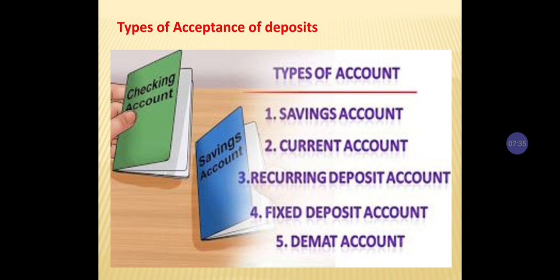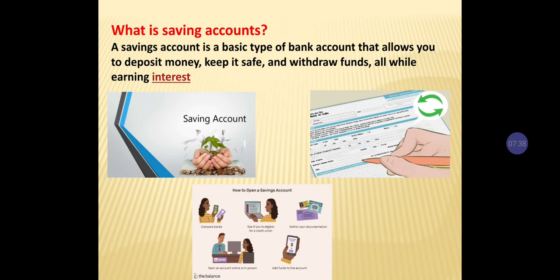So one by one I will explain what a savings account is. A savings account is a basic type of bank account that allows you to deposit money, keep it safe and withdraw funds, all while earning interest. So here, a savings account can be opened by two methods. One is application filling. This is the bank application form, I have taken one as an image. By filling this bank application, we can open an account in any bank whichever we require, for a savings account.